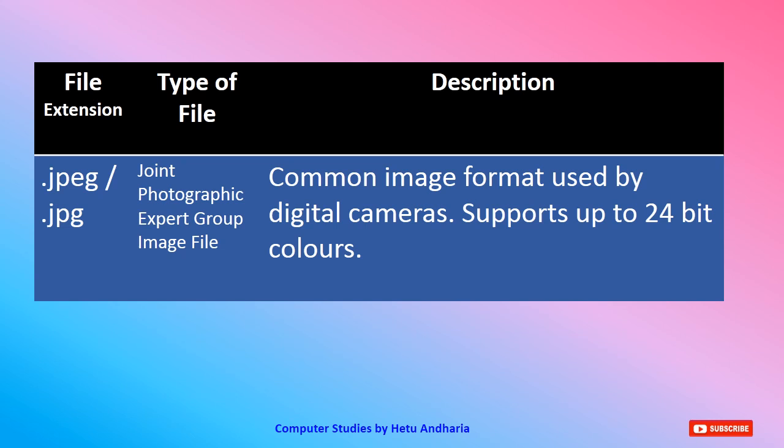.jpeg or .jpg. The full form is Joint Photographic Experts Group Image File. Common image format used by digital cameras. It supports up to 24 bits colors. Now this is the most common format. Whenever we click a picture using our smartphone or digital camera, it is saved with this extension.